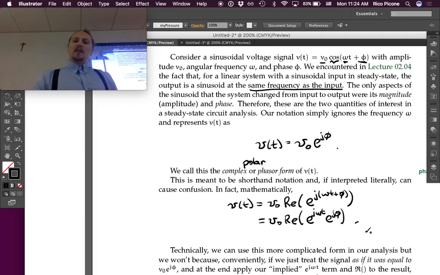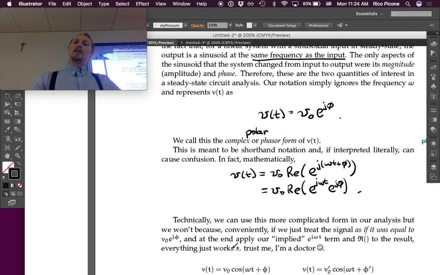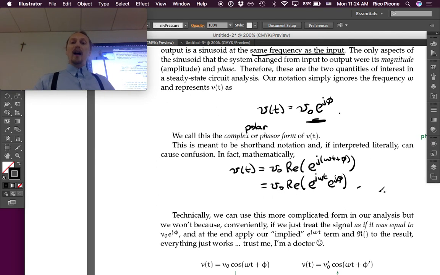Technically, we can use this more complicated form in our analysis, but we won't because, conveniently, if we just treat the signal as if it was equal to V0 e to the j phi, like we set up when we defined our phasor form, and at the end apply our implied e to the j omega t term and this real part to the result, everything just works. And trust me, I'm a doctor.